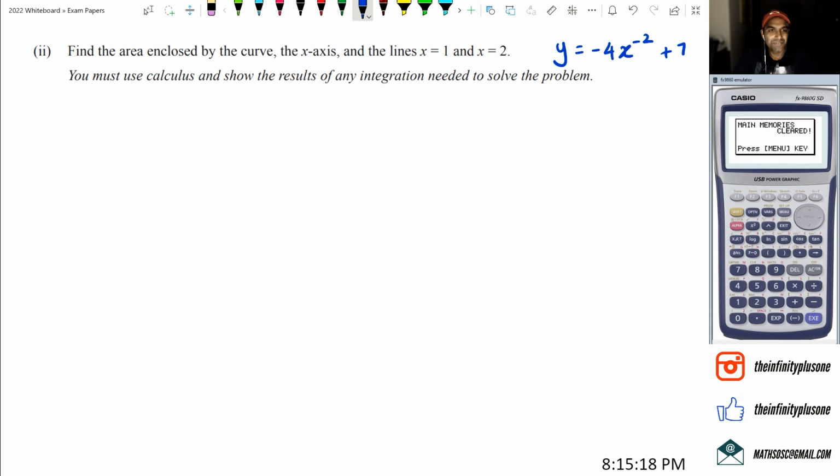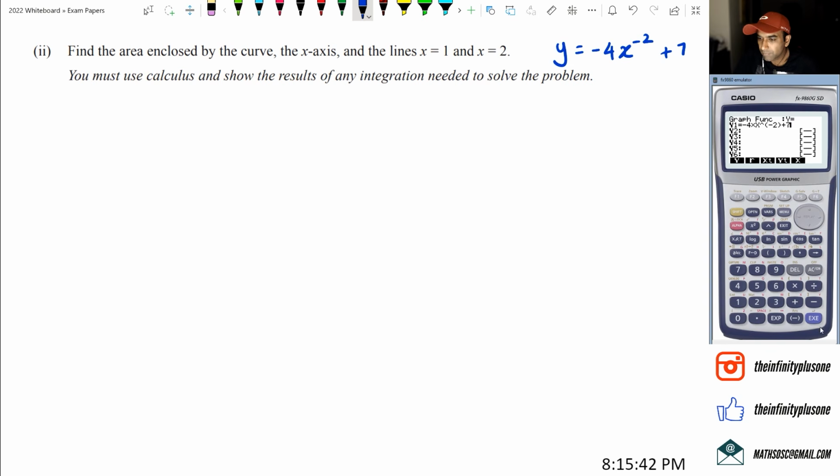So for this question we've got to figure out the area that's enclosed by the curve, the x-axis, and the lines x equals 1 and 2. Now what you can do, guys, is just do a quick graph on your calculator to see what the graph actually looks like. So we've got -4 multiplied by x to the power of -2 plus 7.